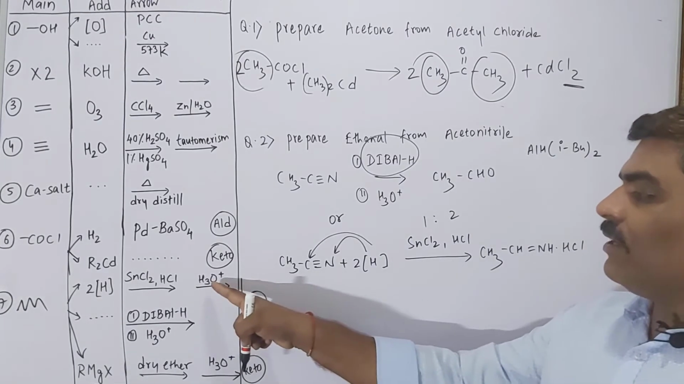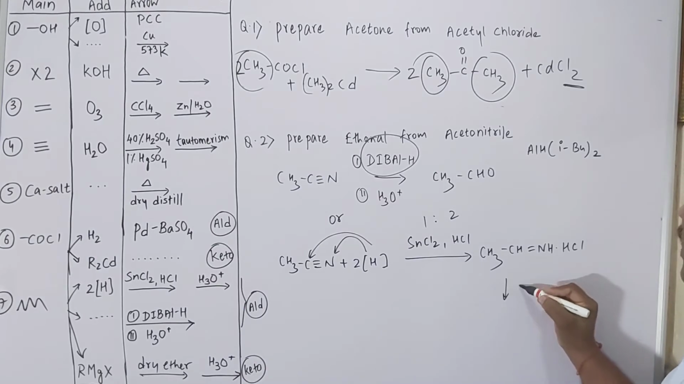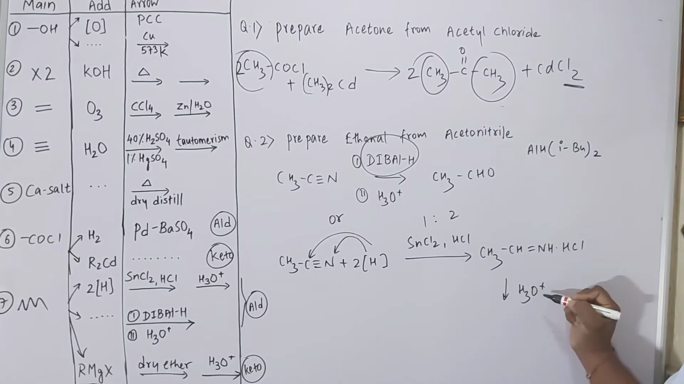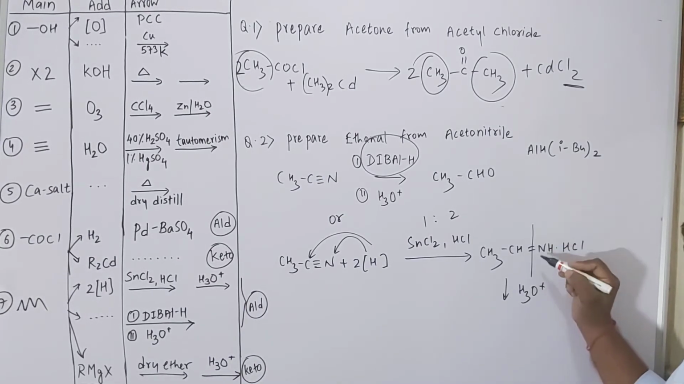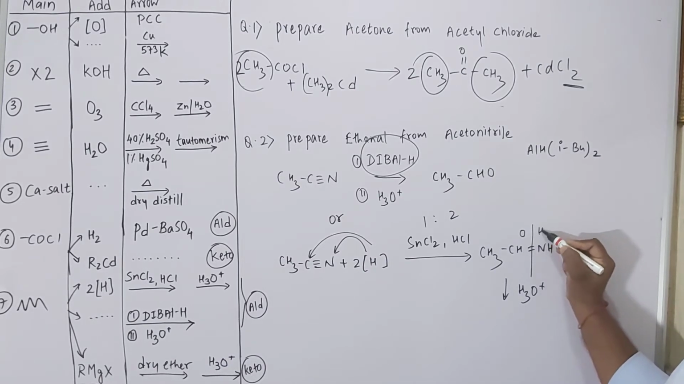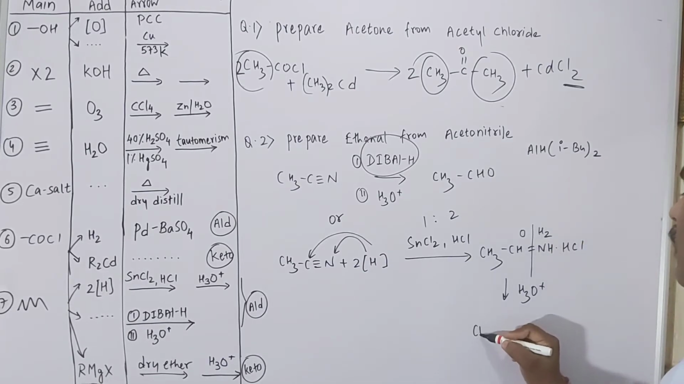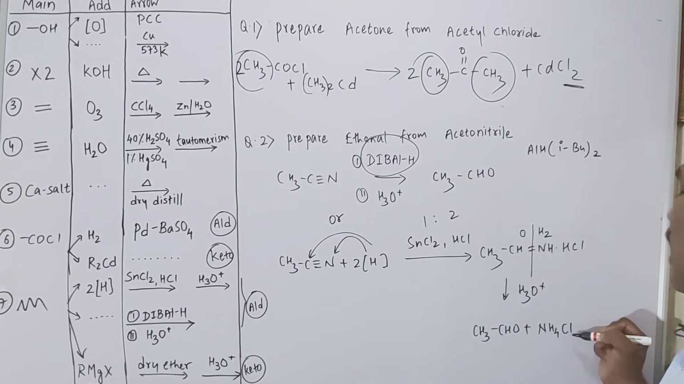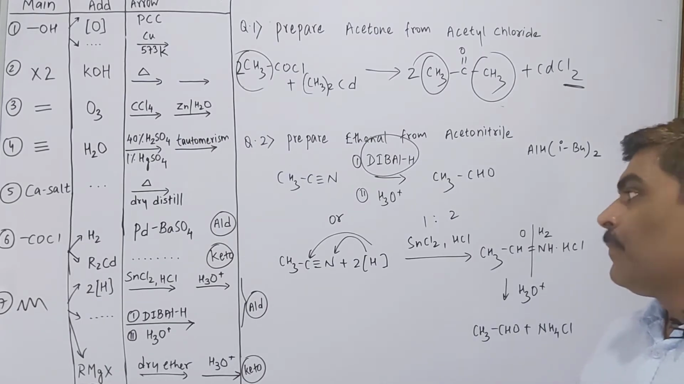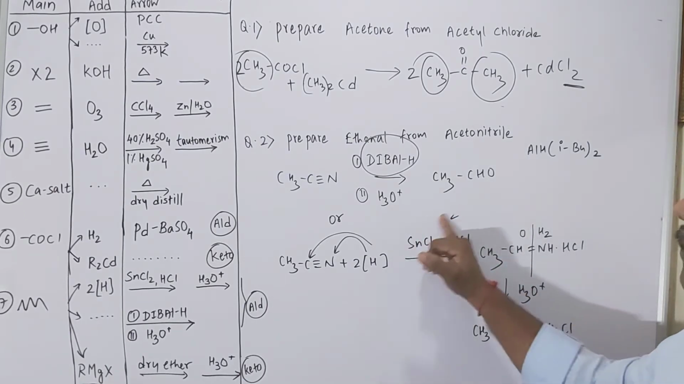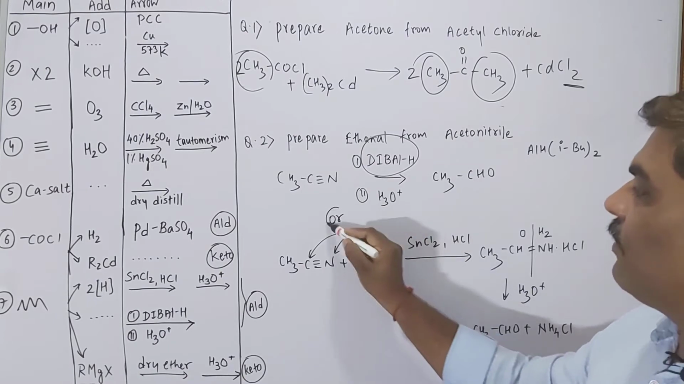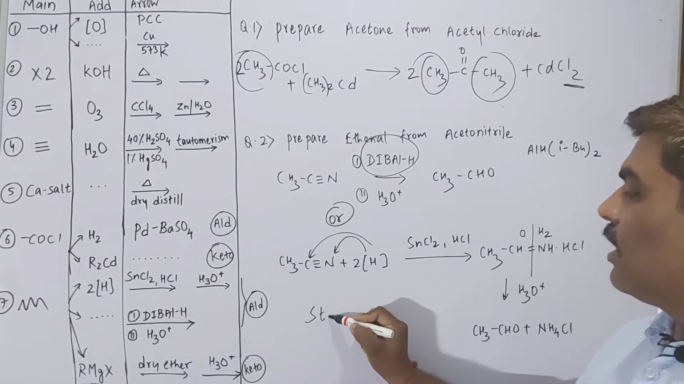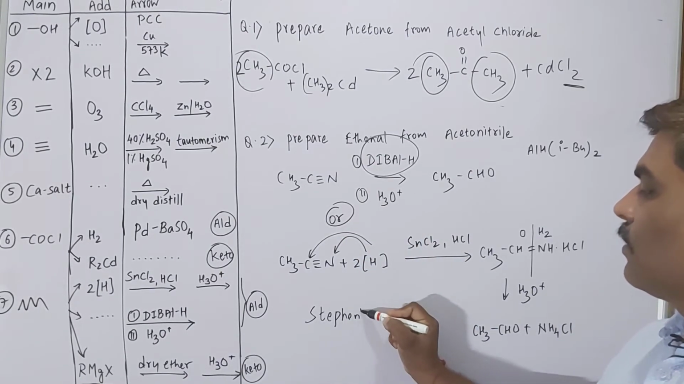And further what is given? Acid hydrolysis. So we can write here acid hydrolysis. What happens in this is the bond breaks, oxygen and here hydrogen. So the final product you will get is acetaldehyde plus ammonium chloride. Here OR is given, and this reaction is known as Stephen's reaction.